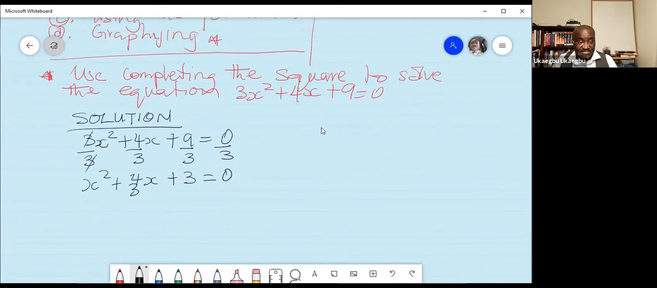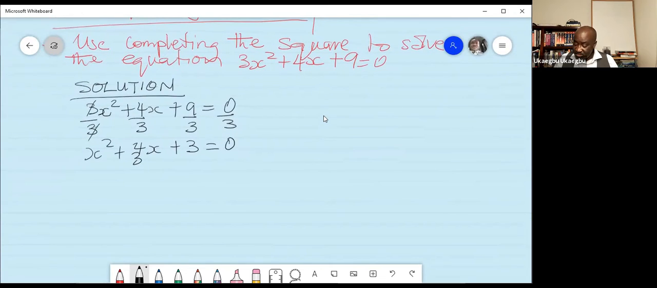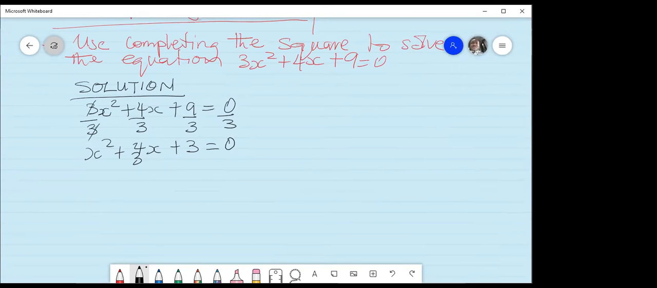That's the first step. If this coefficient were 1 instead of 3, then you wouldn't have to do this, because any number divided by 1 is the same number. So at this stage, what's the next step? Richard, you can go on. You divide 4 over 3 by 2.